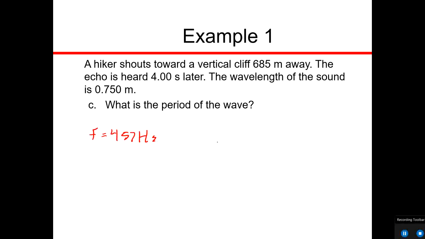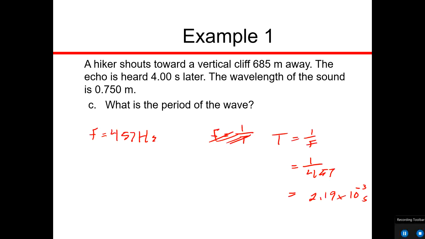The period is pretty easy to find because we just use the fact that the frequency is equal to 1 over the period. I should say we're looking for the period. So we're going to want to use period equals 1 over the frequency, rearrange that. 1 over 457, or that the period is equal to 2.19 times 10 to the negative 3 seconds.